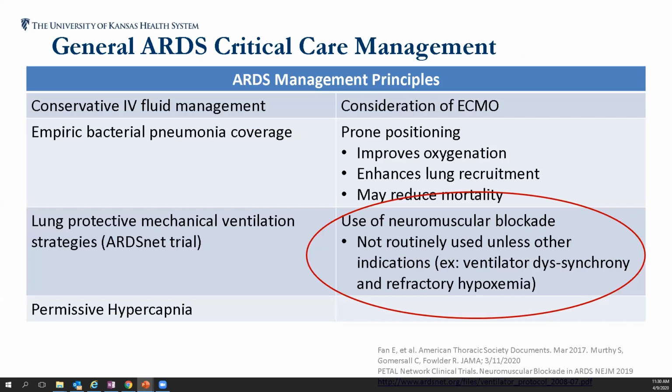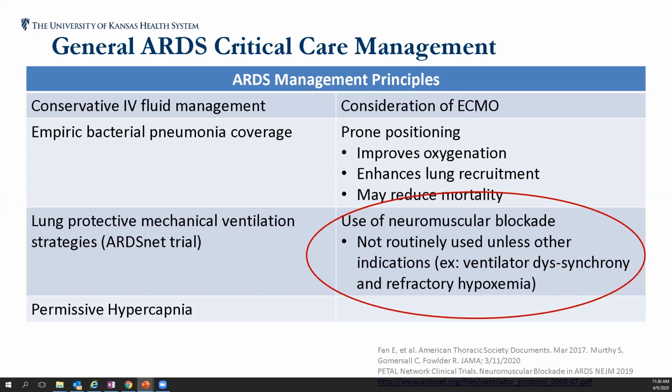The third is neuromuscular blockade. As compared with deep sedation alone, it has been shown to reduce 90-day mortality in patients with moderate to severe ARDS, really PF ratios of less than 150. Its benefit is in ensuring that there is patient ventilator synchrony, which in turn reduces the risk of ventilator-associated injury.